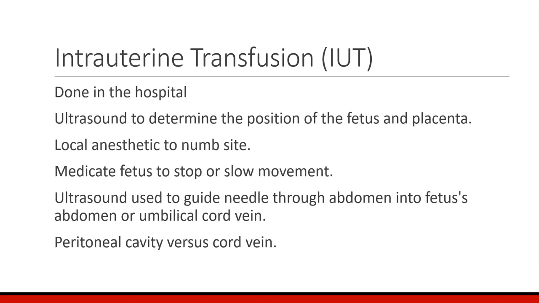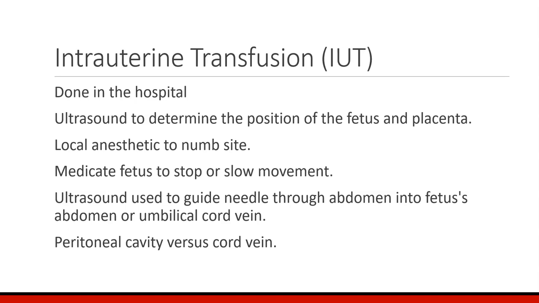So intrauterine transfusions are done in the hospital. The physician will do an ultrasound to determine the position of the fetus and the placenta. They'll use a local anesthetic to numb the site, and they may give the mother medication to slow the fetal movement down, because we don't want the baby jumping around when the ultrasound will be used to cannulate the umbilical cord vein. We need that needle to be set in there for the entire procedure.